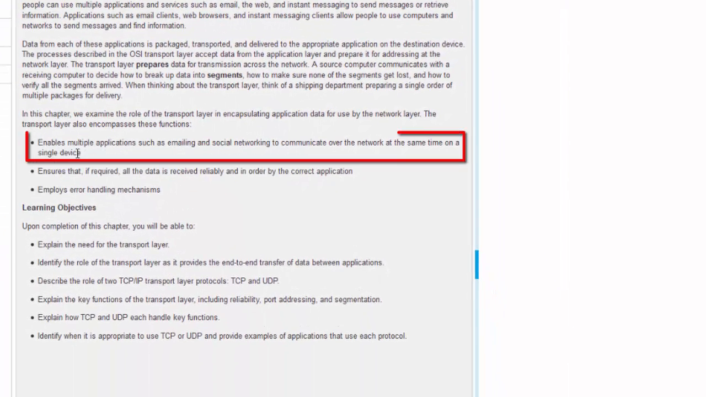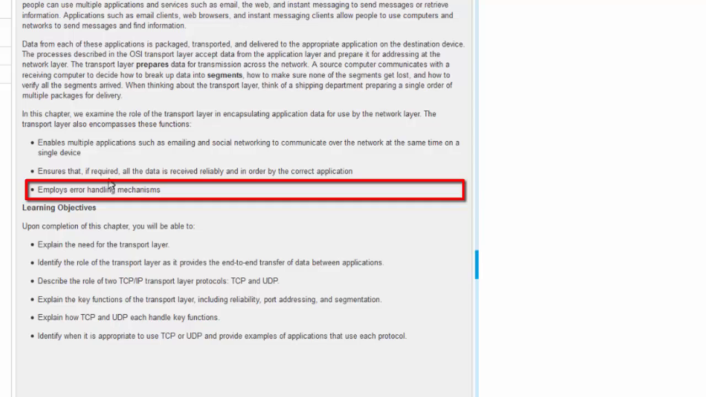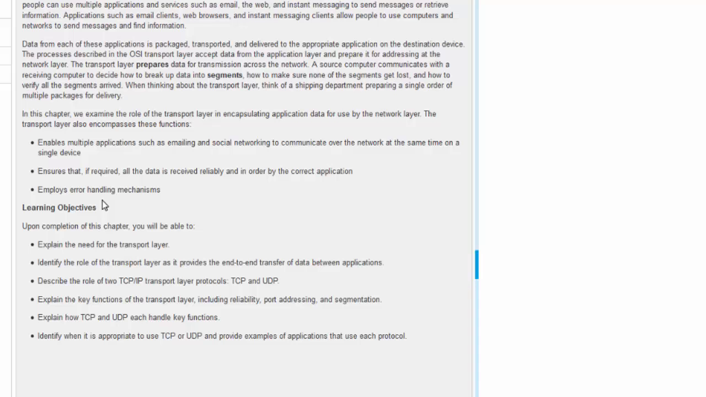So the transport layer breaks down the communication into what we call segments, and then it makes sure that these segments are delivered on the other side if reliability is required. Also, it performs some error handling to make sure that arriving segments are arriving correctly.